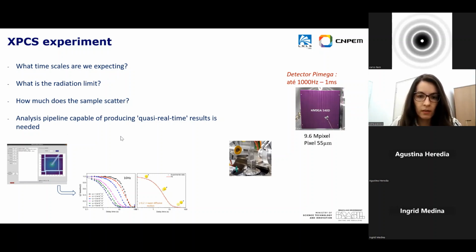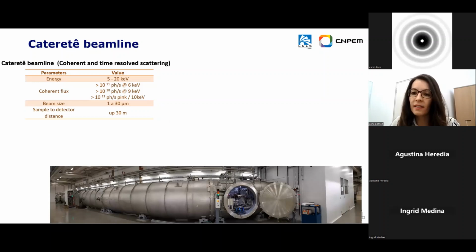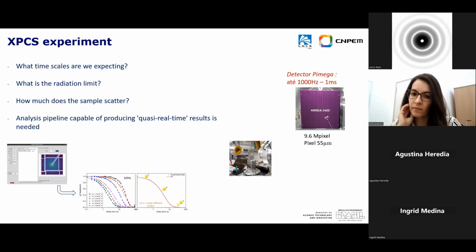Aline, one question: do you have any other technique that you can use to test all of this, like the time scale, before you come to the synchrotron?